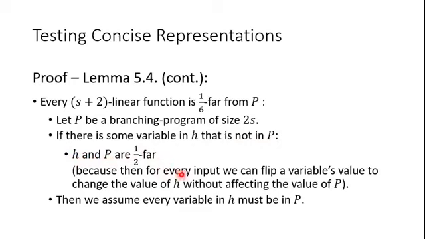Why? Because then for every input, we could flip the missing variable's value to change the value of H, but this would not affect the value of P. So obviously, if it is half far, then it is definitely 1/6 far, and so moving forward, we will assume that every variable in H must also be in P.